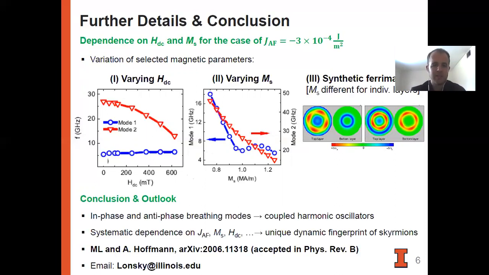Okay, so to conclude my talk, we've shown that there exist in-phase and anti-phase breathing modes in synthetic antiferromagnets, where we have drawn this analogy to coupled harmonic oscillators. We have shown here the systematic dependence on various magnetic parameters, which gives us a unique dynamic fingerprint. And if you're interested in the details, you can take a look at this preprint on arXiv, which has been now accepted very recently in Physical Review B.